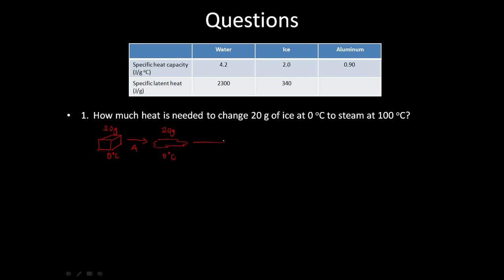Then we're going to heat up that water all the way to 100 degrees Celsius. That's the same 20 grams. We're going to act as if this is being done in a closed system. The question says from ice to steam, so we're going to keep boiling this water until it becomes steam. This is the same 20 grams of water, now it's steam.